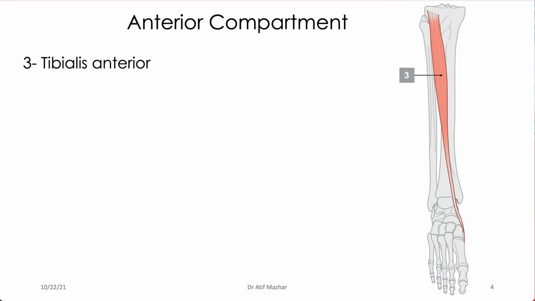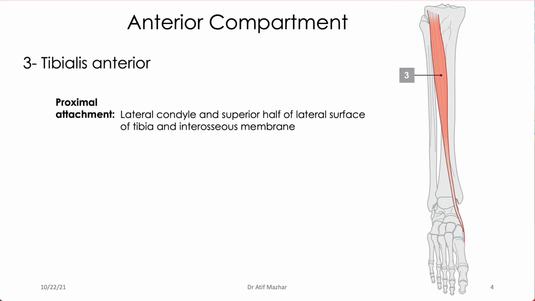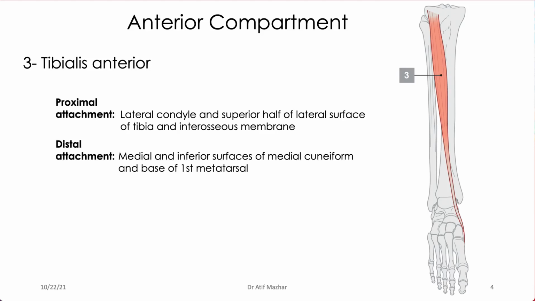It's coming from the tibia and it's going under my foot to be attached. So proximally, where is it coming from? The lateral condyle and the superior half of the lateral surface of the tibia, and the adjoining interosseous membrane, and distally, where is it going? To the medial and inferior surface of my medial cuneiform bone. What are these cuneiform bones? These are the tarsal bones, and the base of my first metatarsal. So these are the locations where this tibialis anterior is attached proximally and distally.